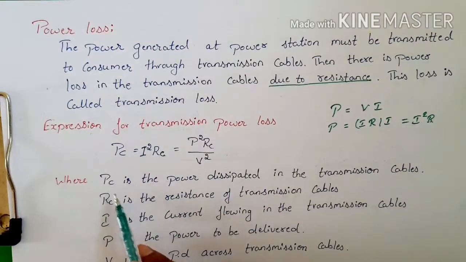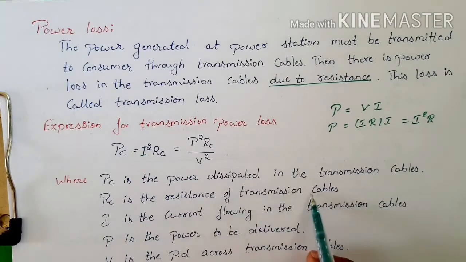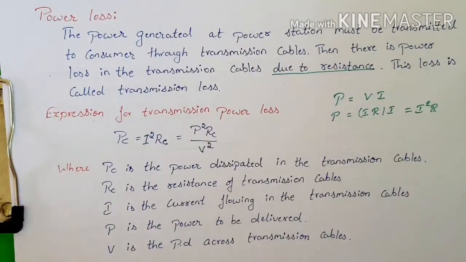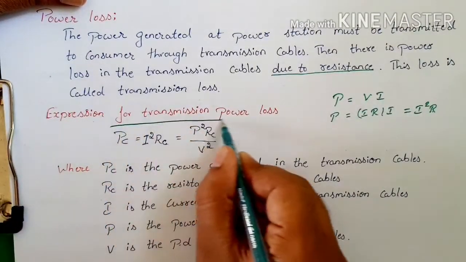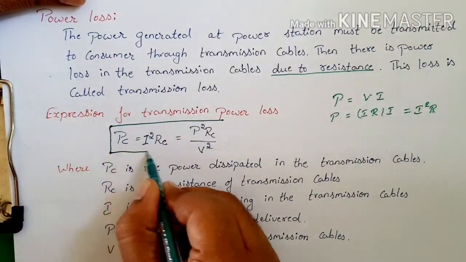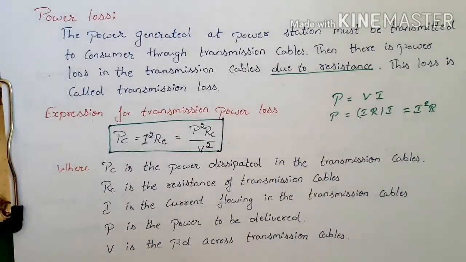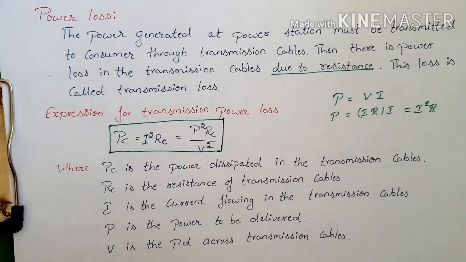Here, PC is the power dissipated in the transmission cable, RC is the resistance of the transmission cable, I is the current flowing in the transmission cable, P is the power to be delivered, and V is the potential difference across the transmission cable. Okay, the power transmission loss is a very important formula: PC is equal to I square RC or P square RC by V square.